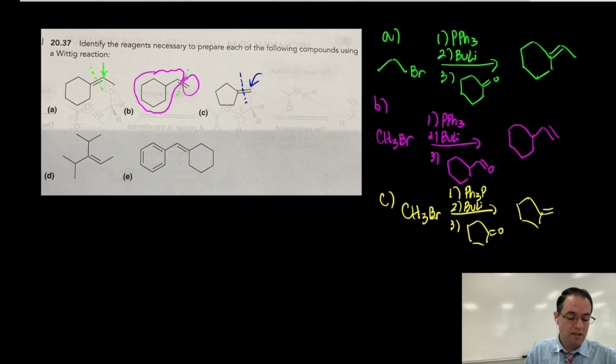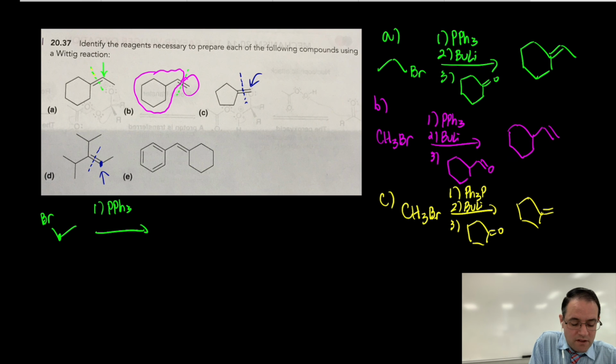Let's do part D. In part D, once again, you want to split this guy down the middle, and you want to identify the less substituted carbon. So this guy right here is the less substituted carbon. We want to put a halogen on that dotted position, okay? So here's my dotted position, put a bromine there, okay? And so once again, you're going to treat this with triphenyl phosphine. You can see how it's very similar to all of these other problems.